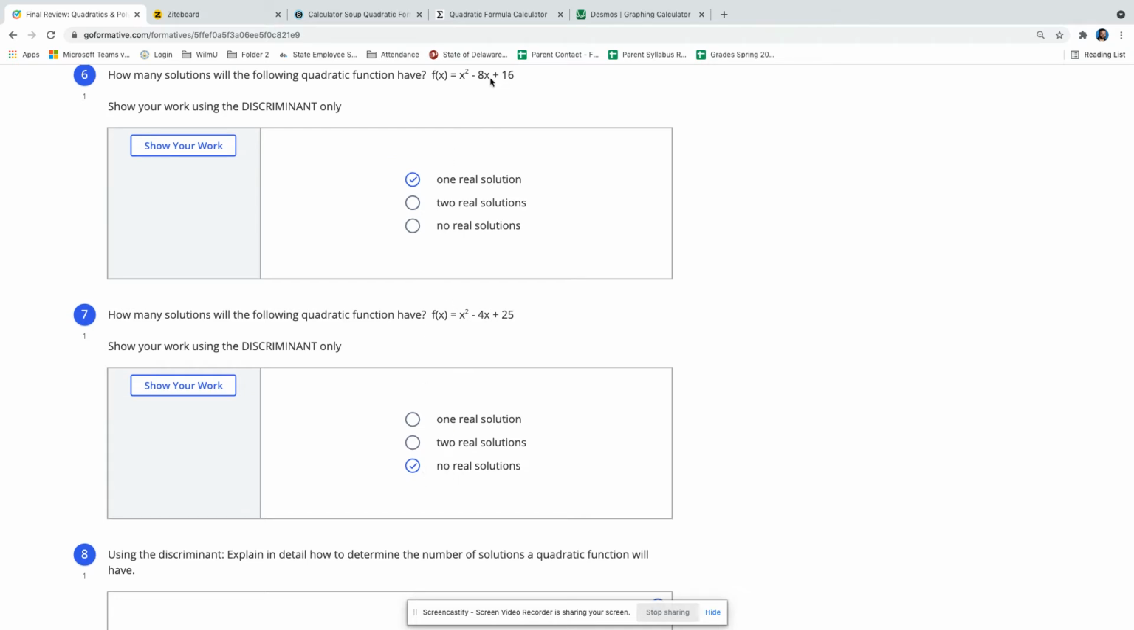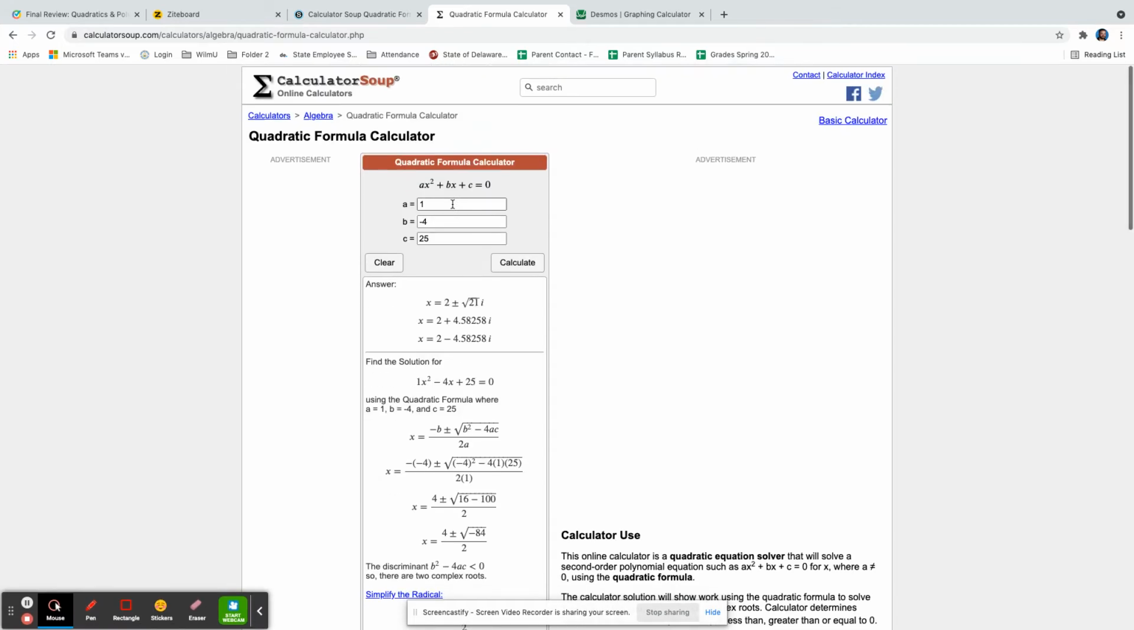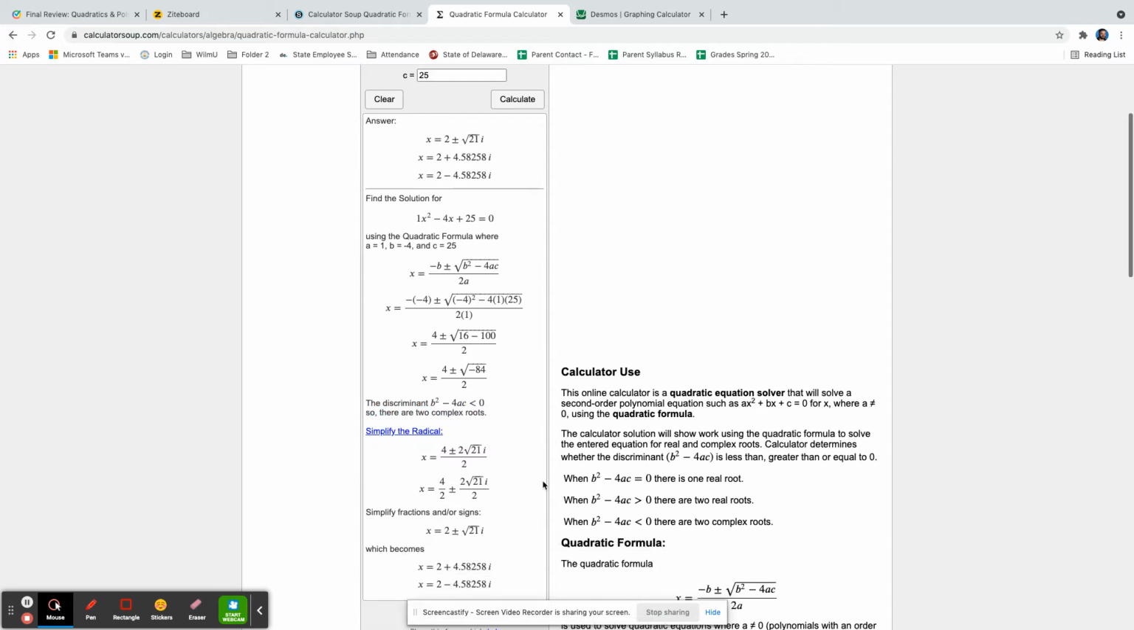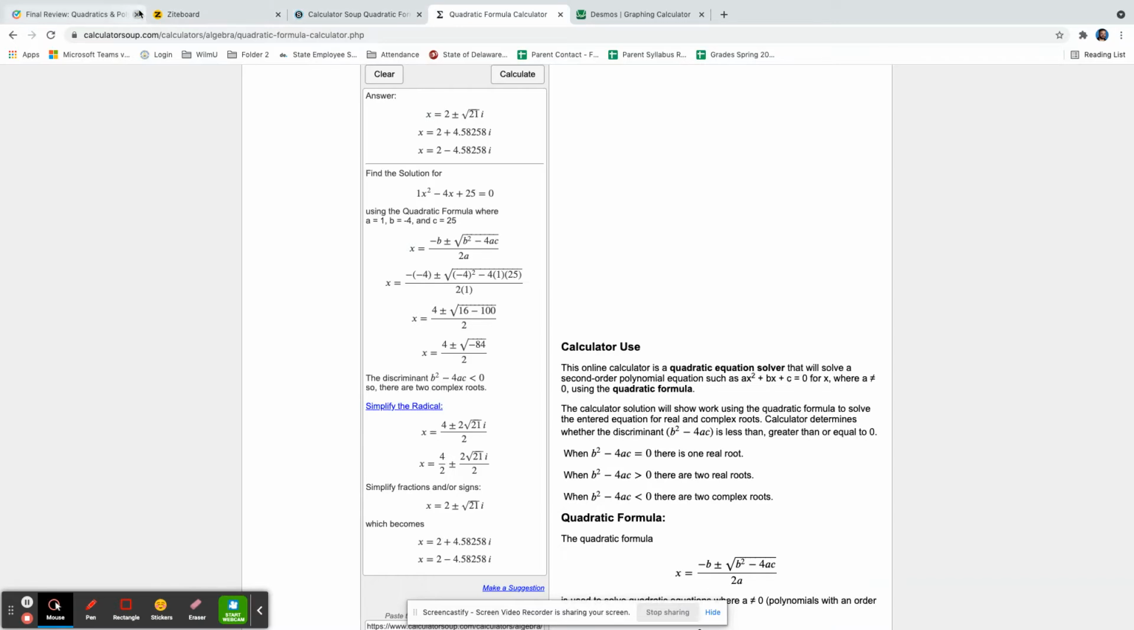In case you wanted to do this on Calculator Soup, the Calculator Soup will do the discriminant for you. You need to put in your a, b, and c values. So you can see I already have 1, -4, and 25 in for the third example. And then as you scroll down, right before you get to the end, you can see they've got that square root of -84. That is your discriminant right there. And they give you a little blurb afterwards. The discriminant is less than 0. So there are, in fact, two complex roots.